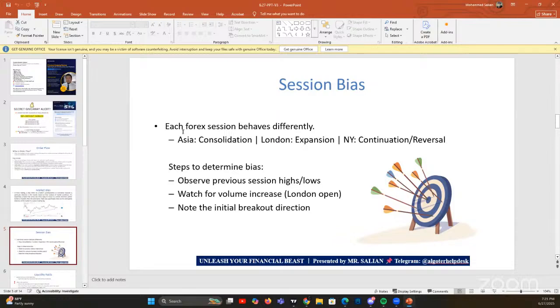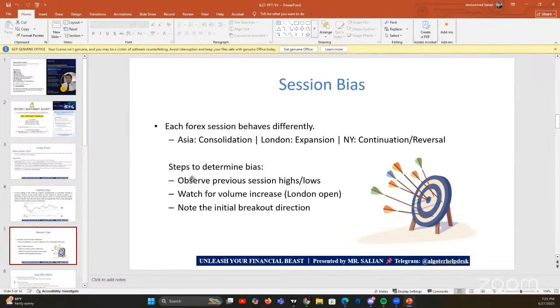So, steps to determine the bias. Observe previous session highs and lows. So you have to look at what? Which session?